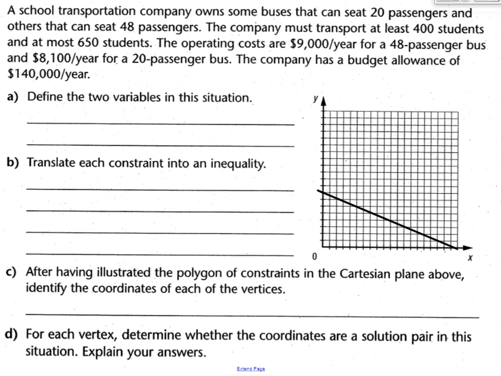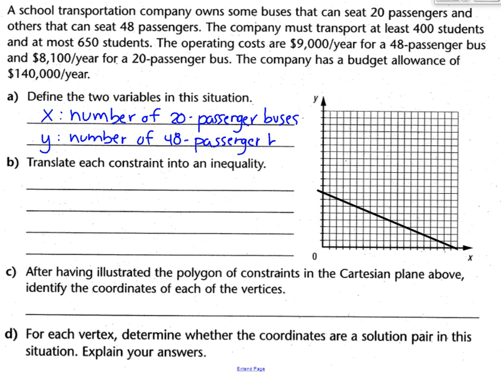Now, when you define your variable, you can use X and Y, but make sure you don't just write 20 passenger buses because it could be the length of the bus, the size, the weight, anything. So really what you're talking about here is the number of 20 passenger buses. You could start with 48 also, it doesn't matter, but that's why you need to identify clearly your variable because somebody else could decide to go the other way around, and that's okay. In this case, none of them is independent or dependent. So these are your two variables.